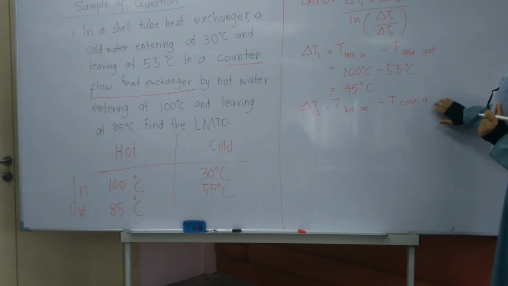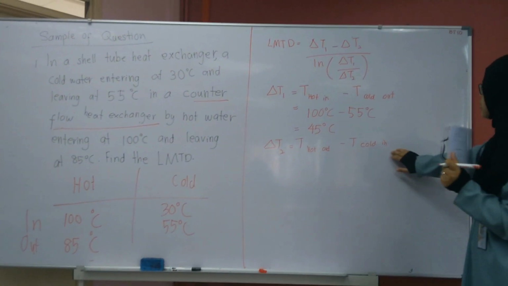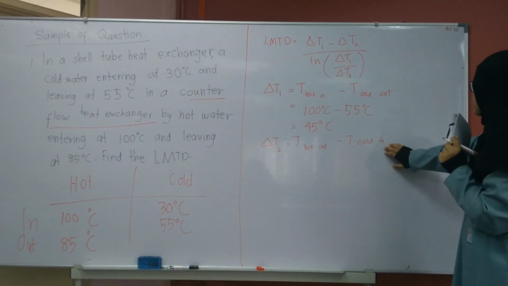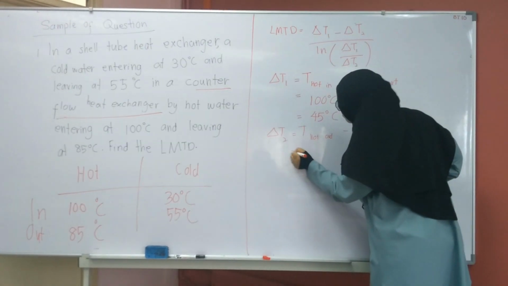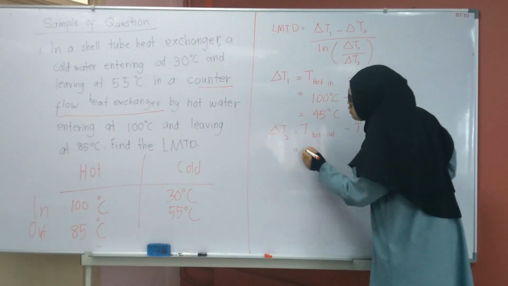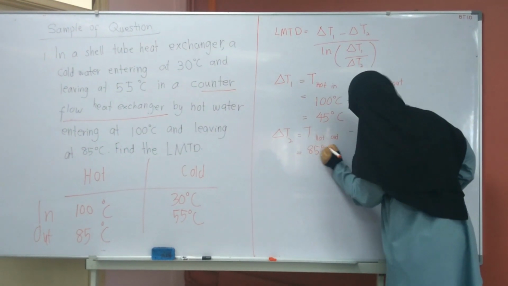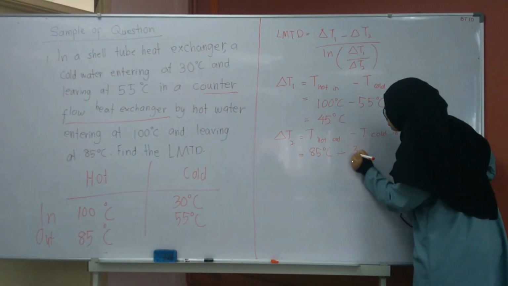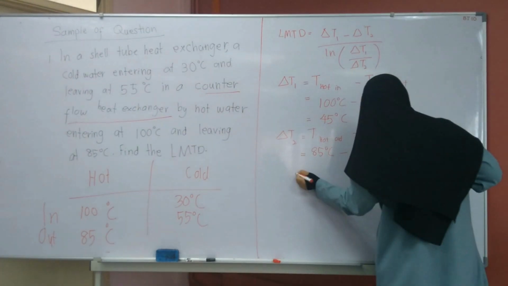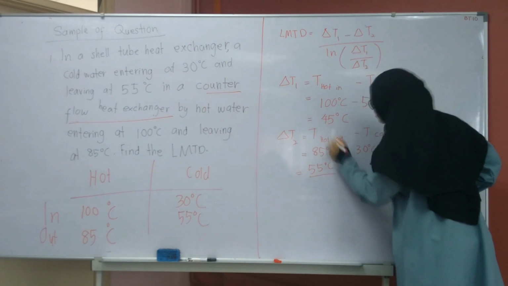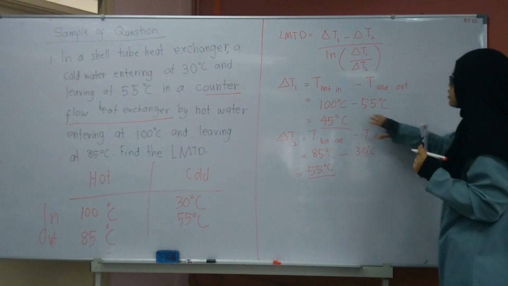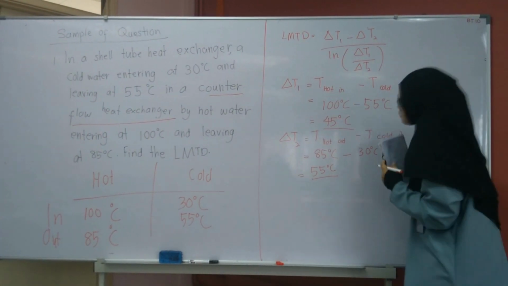Before it's different from the before too. The cold in here. Before we write it cold out, this one is cold in. So we put the info to the formula. Is 85 dBc minus with 30 dBc and got 55 dBc. So we must substitute all the information we got into the formula.